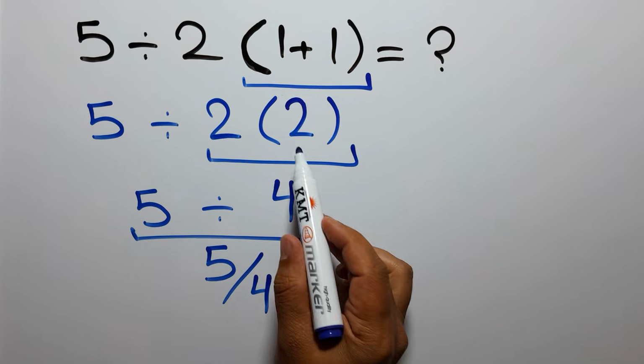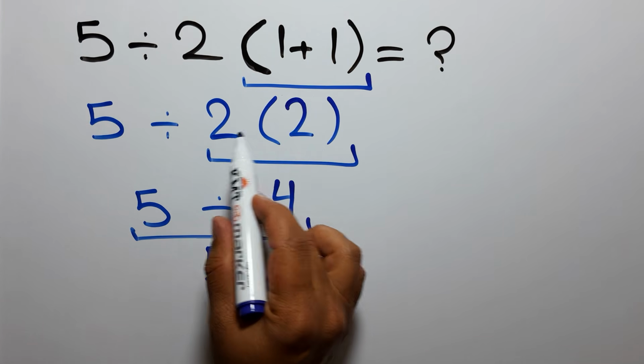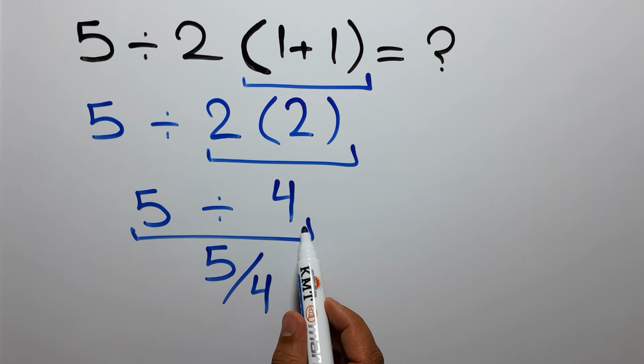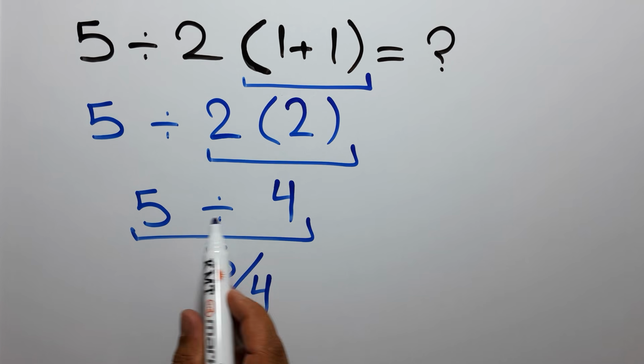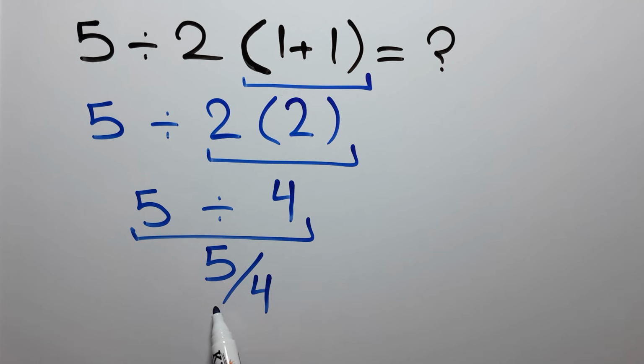1 plus 1 gives us 2. And 2 times 2 equals 4. So we have 5 divided by 4, or 5 over 4. But this answer is not correct.